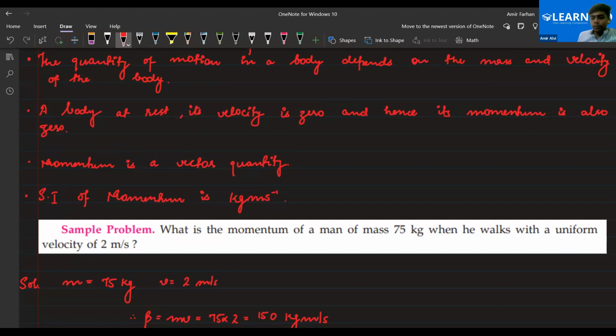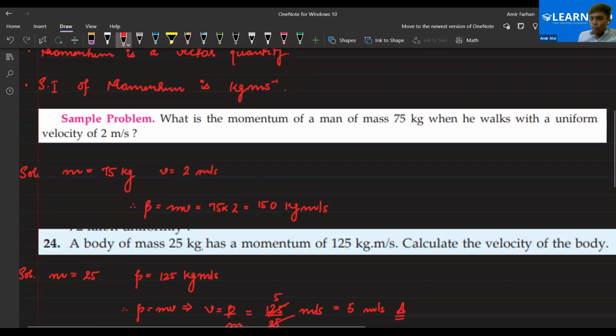Is this clear to all of you? Please do let me know, everyone. Any doubts so far to anyone? Great. Okay. Next, a body of mass 25 kg has a momentum of 125 kg meter per second. We need to calculate the velocity of the body, right?